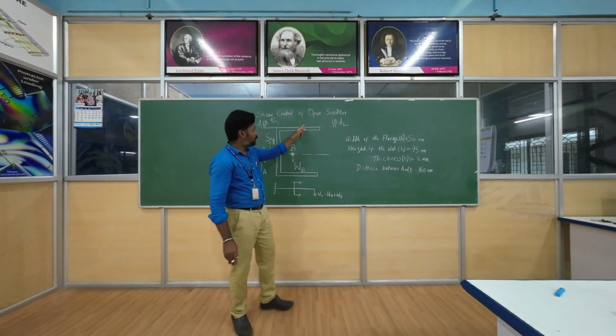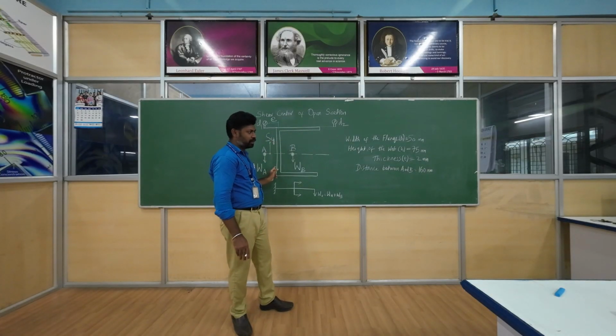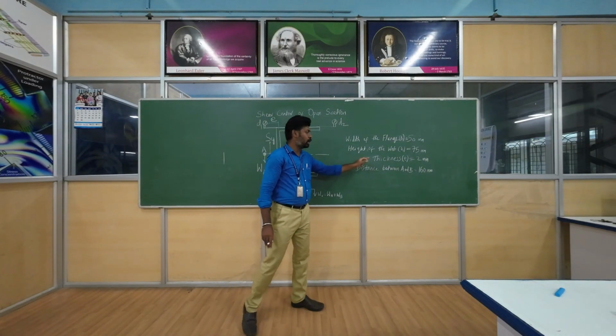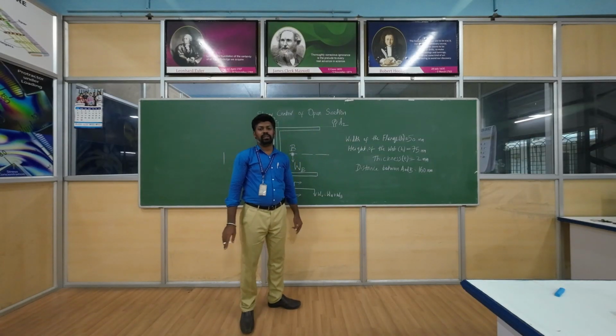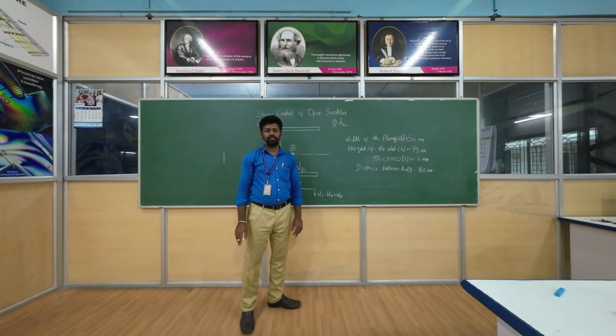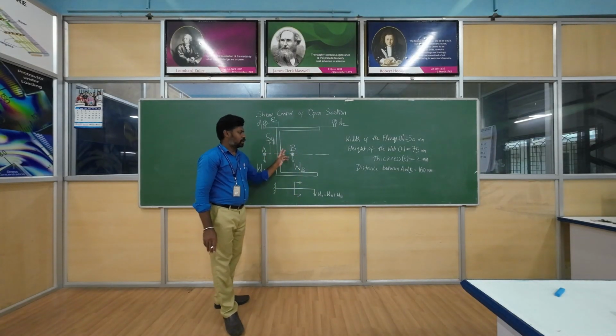So now we have defined the width of the flange and the height of the web. The thickness is given as 2 mm. Thickness of flange and web is 2 mm. So now we have defined the geometry of the cross section of the beam. Now we go to the setup.